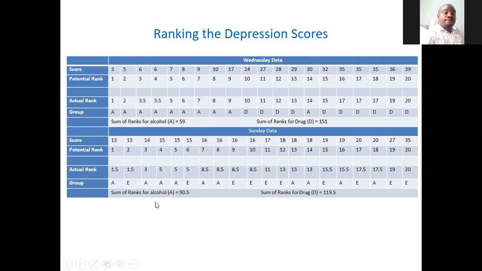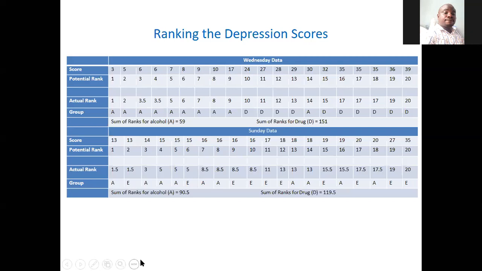On Sunday, when you sum the ranks, for alcohol it is 90.5, and for drug it is 119.5. The smaller one is still the Wilcoxon, 90.5. I think you get the logic now. The smaller one is the alcohol.